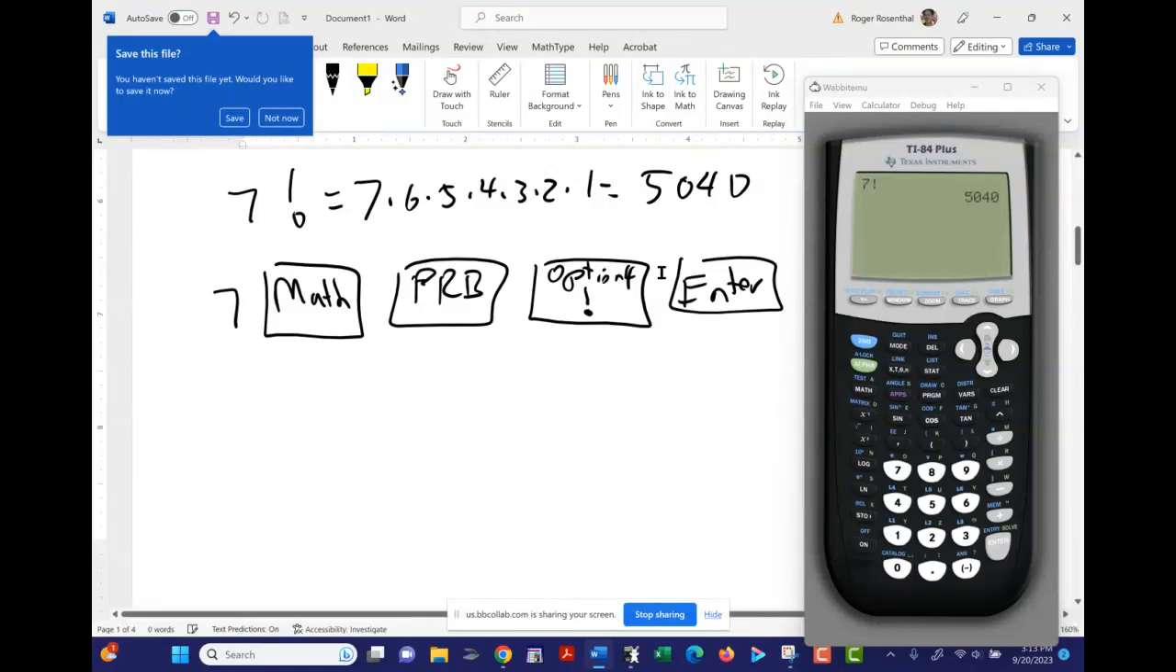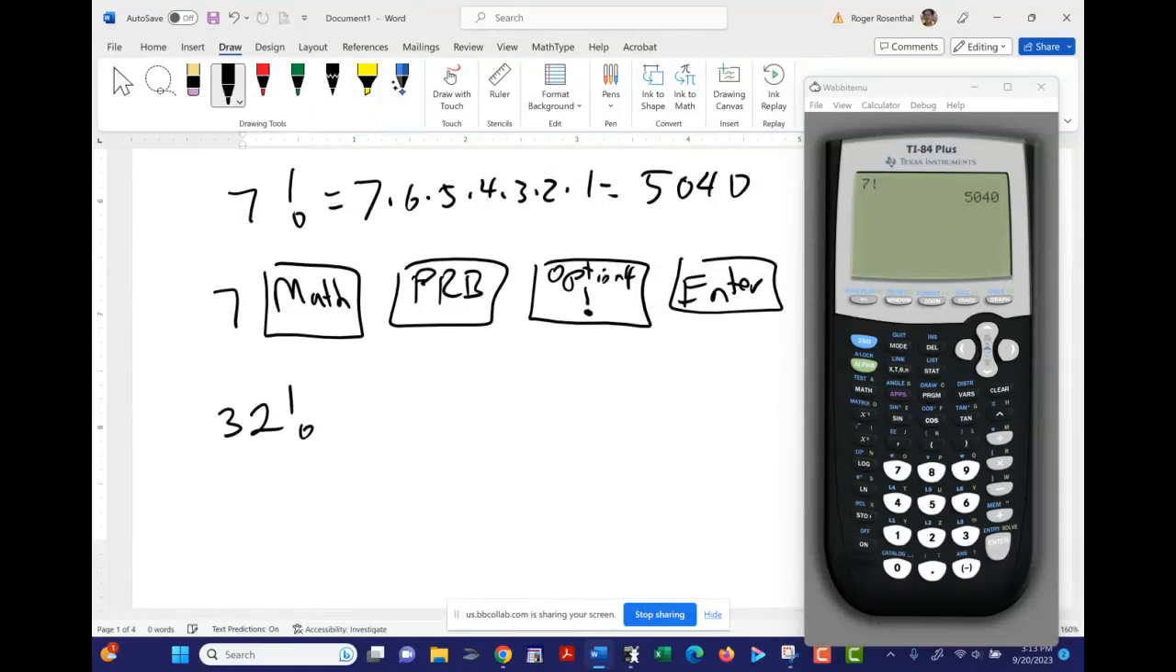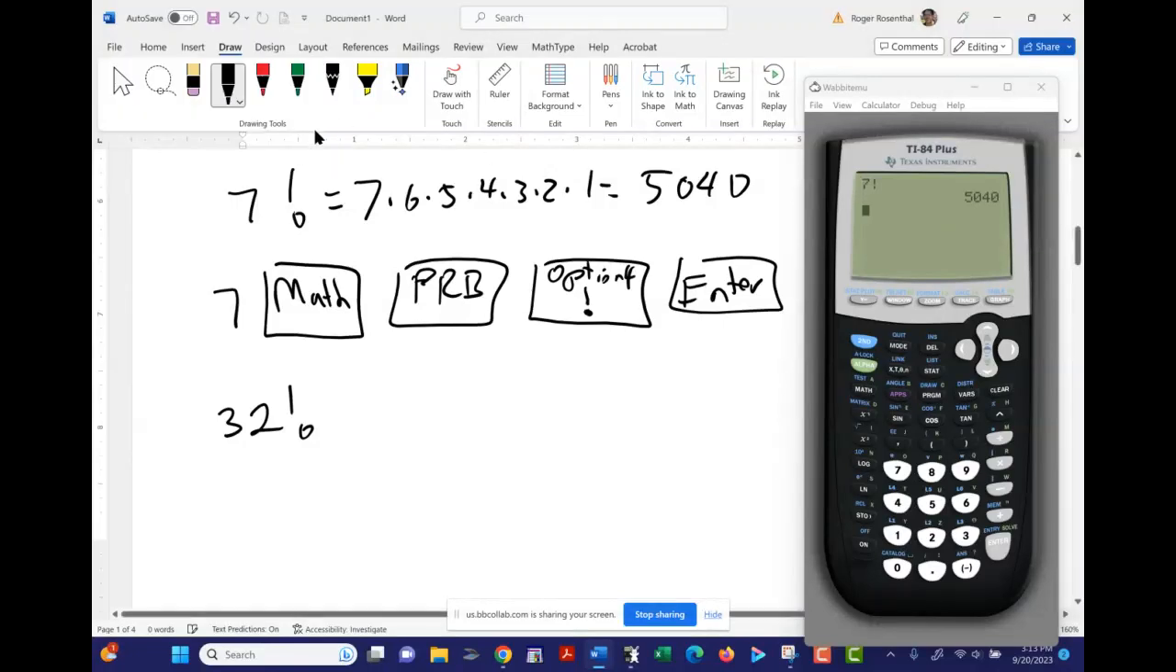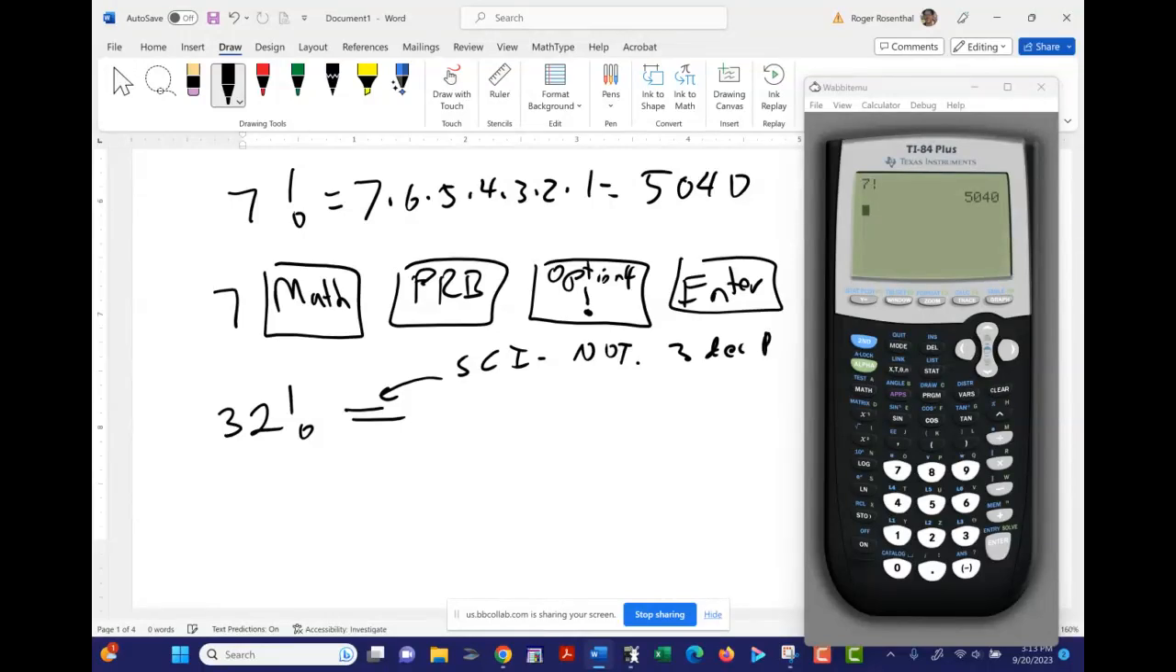Okay, so let's do another one. 32 factorial. Now, 32 factorial turns out to be gigantic. In fact, you don't have to have that big of a number in order to get a really large answer. We only have 32, and that's already really large. We're going to write 32 factorial in scientific notation, and I'm going to round the beginning of that answer to 3 decimal places.